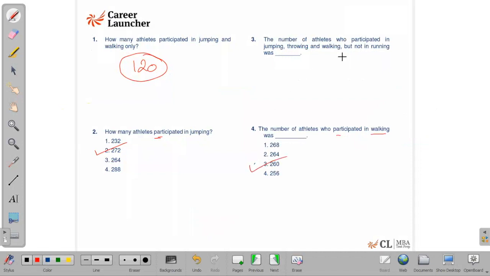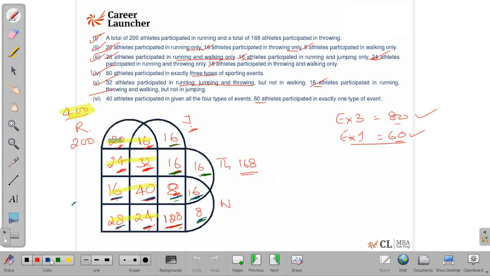Number of athletes who participated in jumping, throwing, walking but not running. Jumping, throwing, walking but not running is 8. This is the number that we are looking for.